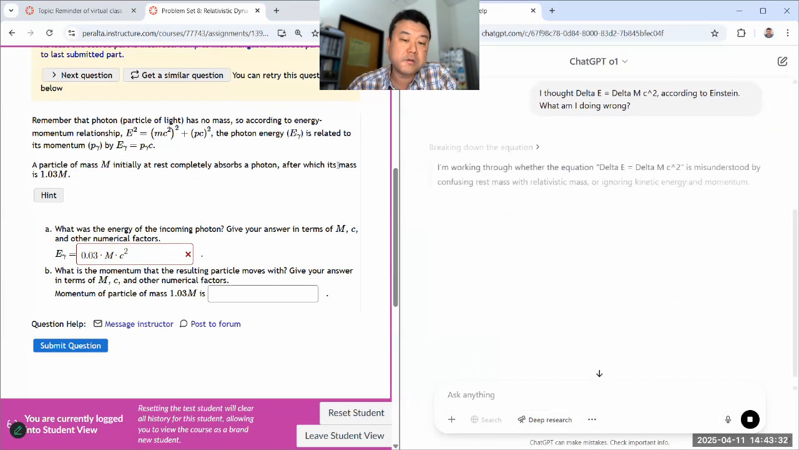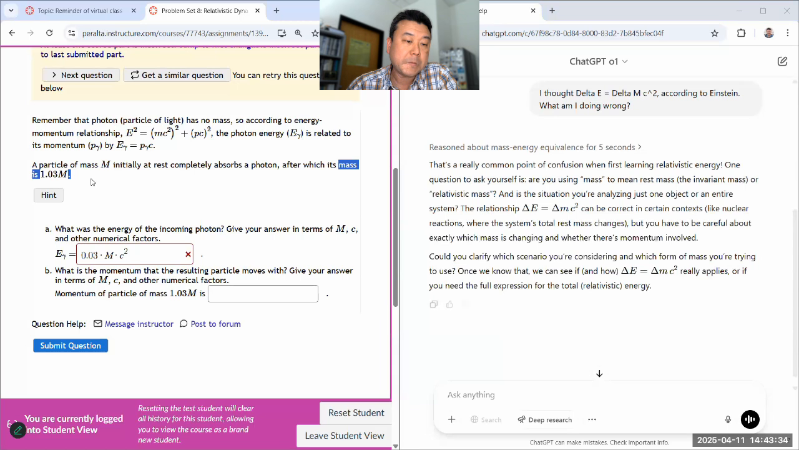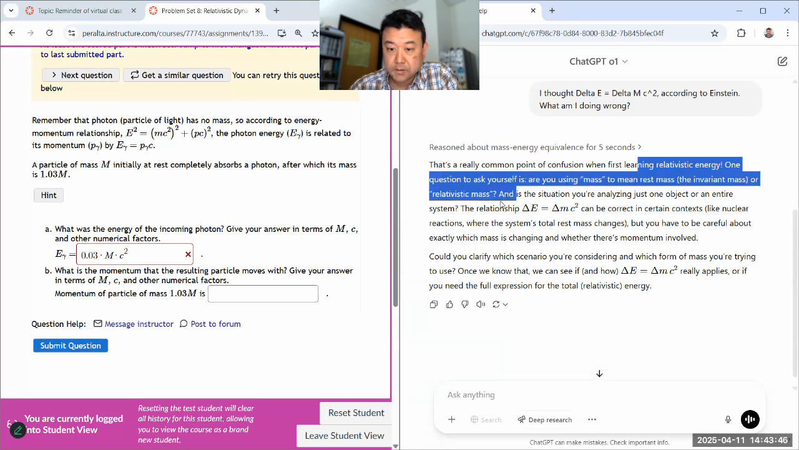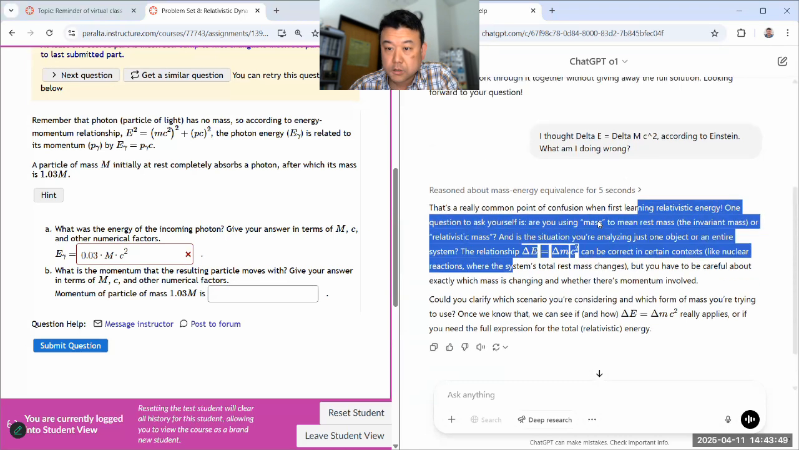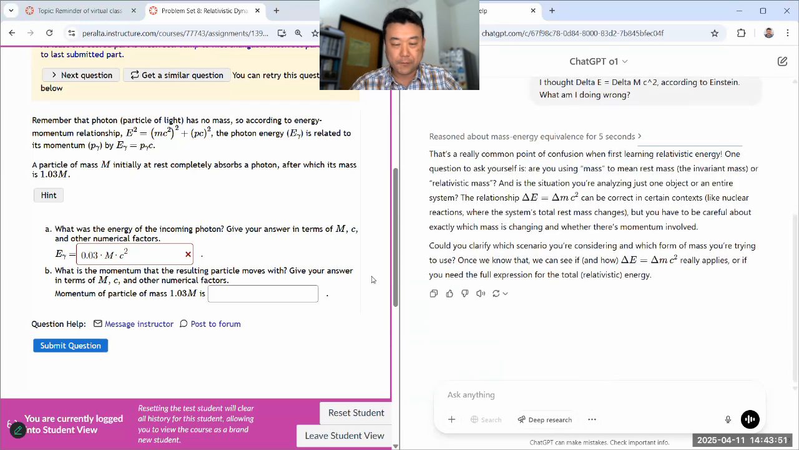It comes down to this being rest mass, not its relativistic energy. And it needs to have relativistic energy to basically contain the photon's momentum. Yeah, right, rest. Oops. Paste in the question. Here's the question where I missed.